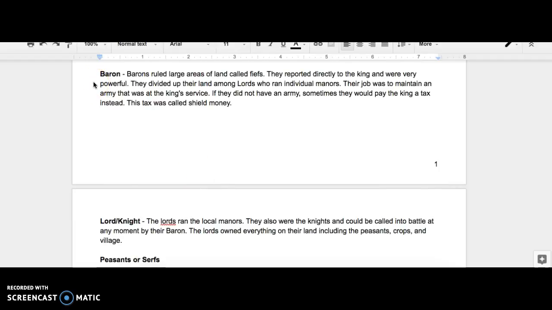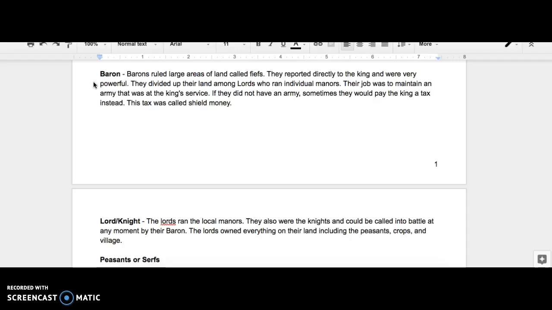Baron. Barons ruled large areas of land called fiefs. They reported directly to the king and were very powerful. They divided up their land among lords who ran individual manors. Their job was to maintain an army that was at the king's service. If they did not have an army, sometimes they would pay the king a tax instead. This tax was called shield money.